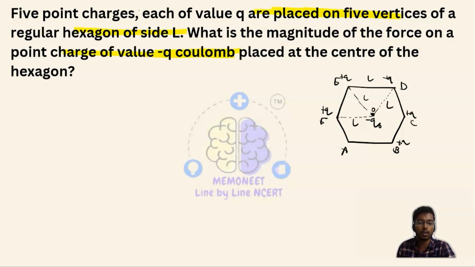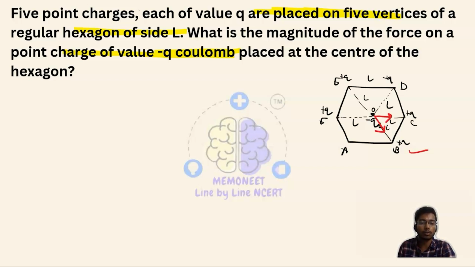Okay, this is L, this is L, this is L. So the force acting on the center from each of the corners will be equal. Let's say we will find in which direction it is acting. Say we have this charge. The force acting on OB will be in this direction, as these are two unlike charges, they will attract.